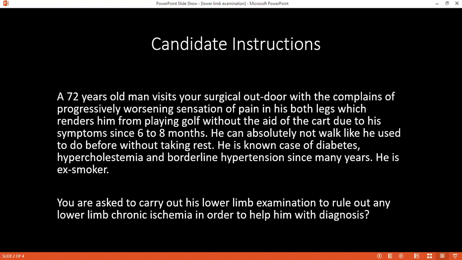I kept his shorts on for dignity purposes. On inspection, there were signs of chronic ischemia, including pallor, loss of hair and venous guttering. And on palpation, there was a slight decrease in temperature and delayed capillary refill. Buerger's angle was 40 and Buerger's sign was positive.